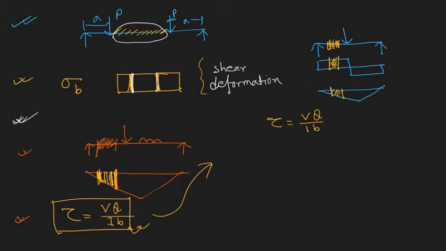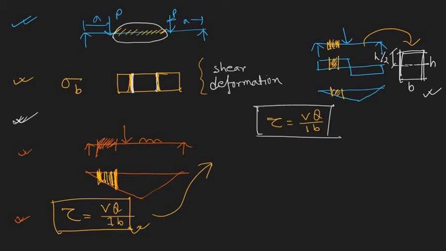Now let's say the cross section of this beam is a rectangular cross section, with height h and width b. It has a neutral axis at a depth of h by 2. So this is the cross-sectional property of this rectangular cross section, and our job now is to find the actual equation of shear stress at any height of this section.